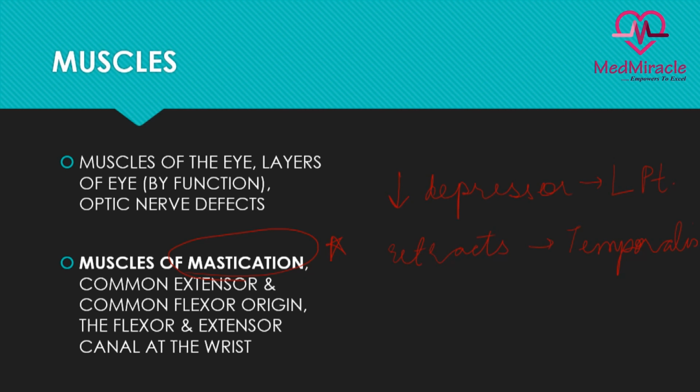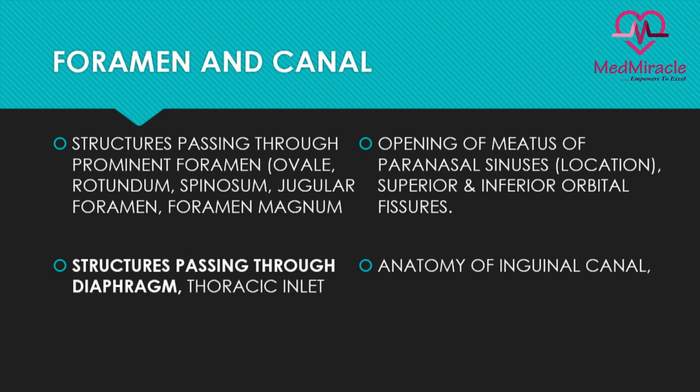The common extensor and common flexor regions, which are the muscles that are arising from them, should also be known. The extraocular muscles of the eye is another important topic which is commonly asked. The supply of each of the extraocular muscles, whether it is from the same side or opposite side, these things should be known. Another very important topic, which I should call a competitive exam topic.